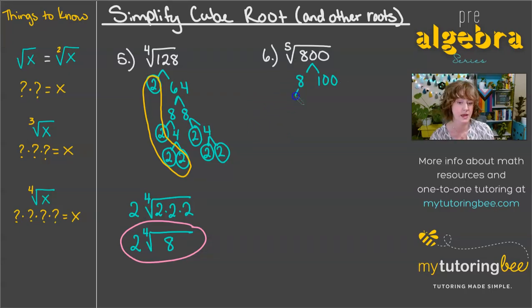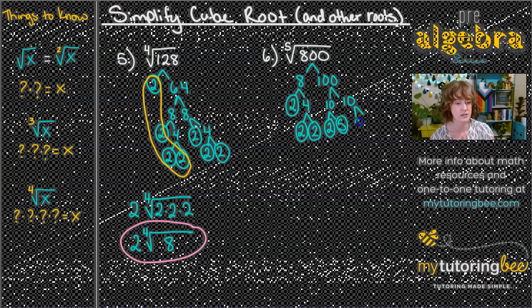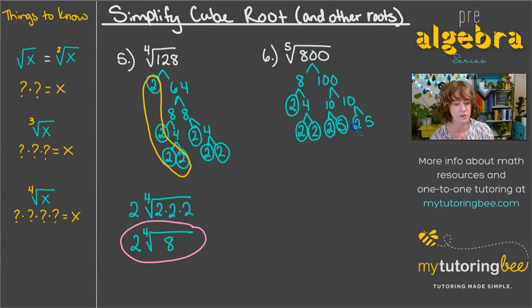Let's continue with 8. 8 is 2 times 4. That 2 is a prime number, so I'm going to stop there. But then with 4, I can keep going with 2 times 2. And then for 100, I'm going to break that up into 10 times 10. And then I'm going to keep going with 10. This is 2 times 5. Both of those are prime. And then this 10 is 2 times 5. Both of those are prime. All right, so I've got everything broken down to their prime factors.